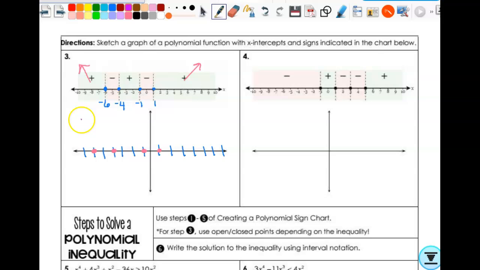So I'm just going to start up here knowing that it's all going to alternate. So I'm going to come hit 0, back up, back down. Don't know where my y-intercept is. That's fine. And it looks something like that. And you can always make your points bigger if you hit it. What questions you got? Okay. Then you do number 4.